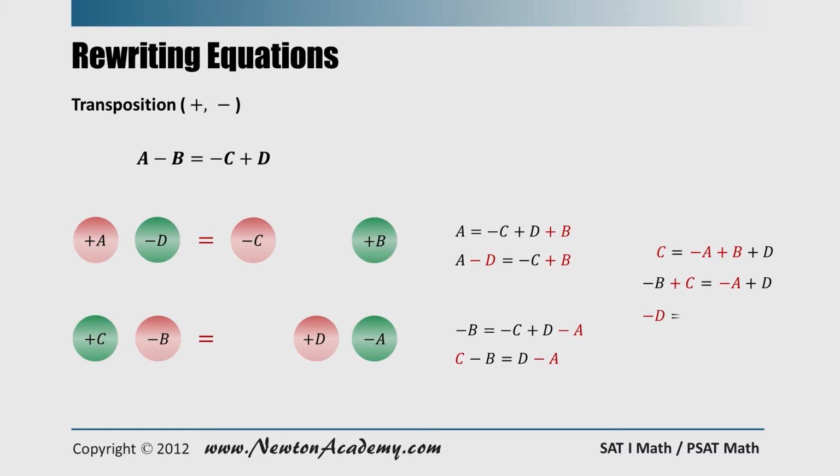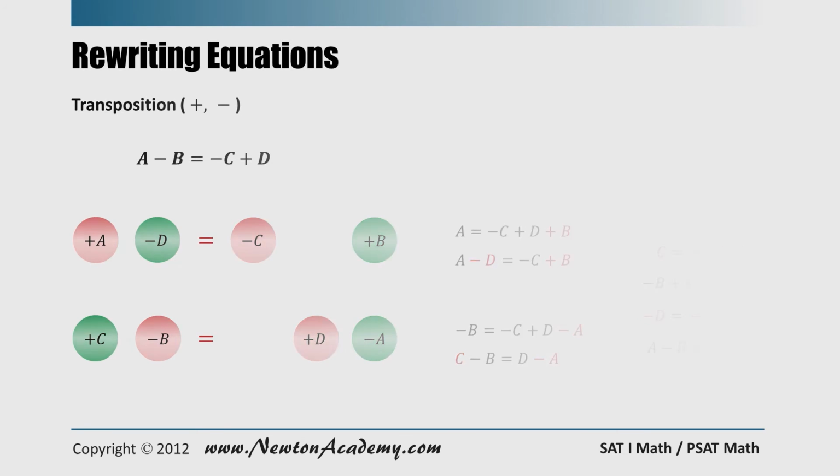Well, what about negative D? You transpose positive D to the left and transpose everything on the left to the right. So it is negative A plus B minus C. All right, last one. Let's transpose all the entities on the right to the left. Then it becomes A minus B plus C minus D equals 0. All right, that was the transposition technique involving addition and subtraction in the equation.